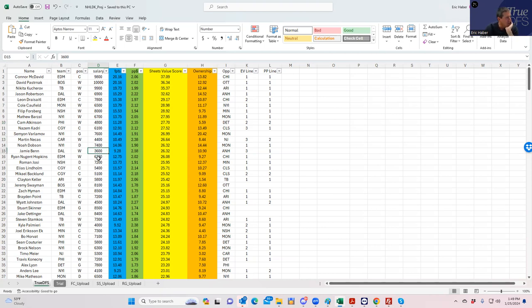All right, so now we're getting somewhere. Jamie Benn at 3,600 on the first Dallas power play line. Given everything else that I've said about Dallas having a big team total, I have a feeling that's going to show up as a pretty good stack.